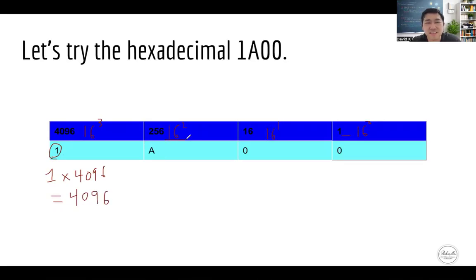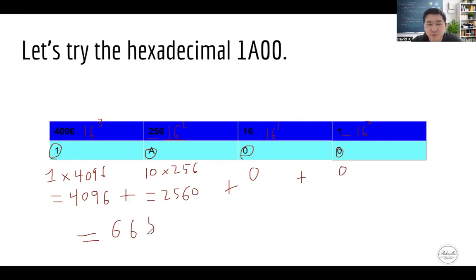Now, 16 squared is 256. A is equal to what? 10. So 10 times 256 is equal to 2560. Well, 0 times anything is just 0, and 0 times anything is just 0. So add these numbers together. What do you get? 6,656.